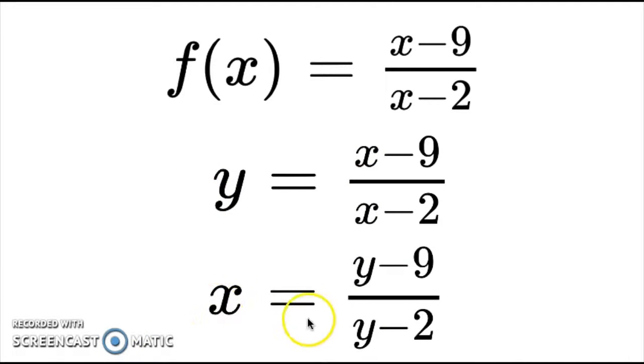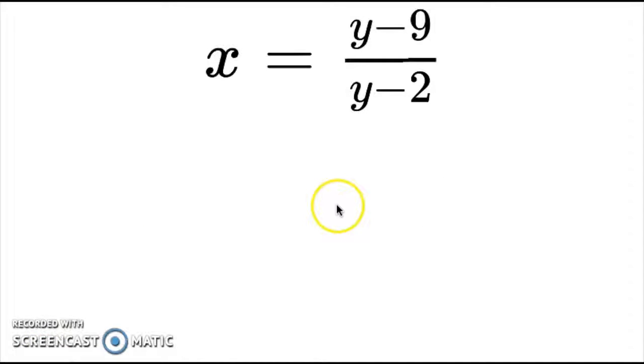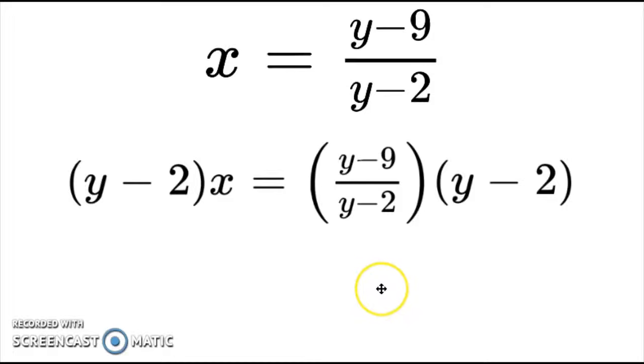So we have x equals y minus 9 over y minus 2. Now we need to solve for y. The first thing I notice is that one of my y's is in the denominator of this fraction, so I need to get it out of the fraction. To do that, I multiply both sides by that denominator.